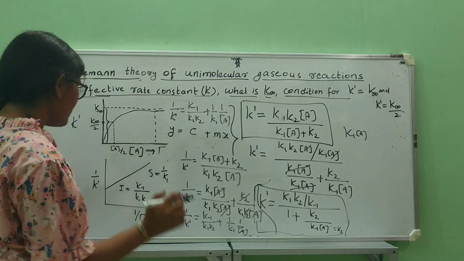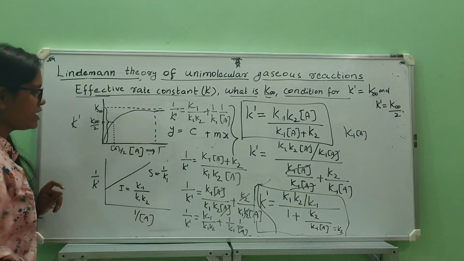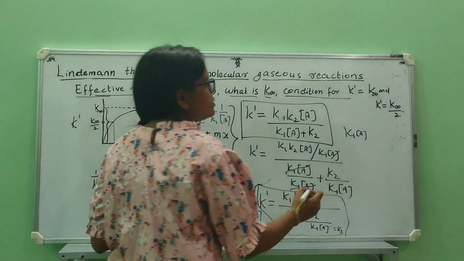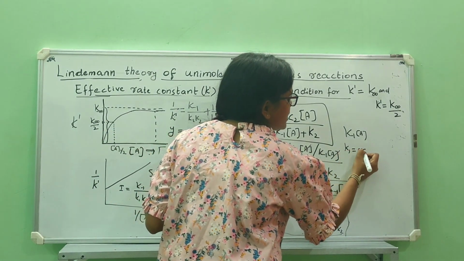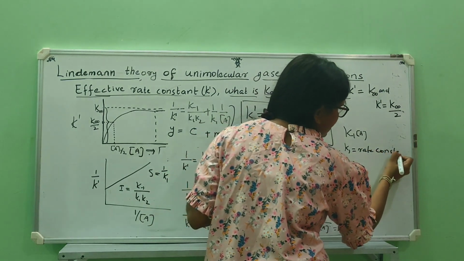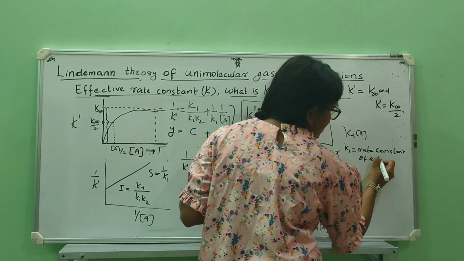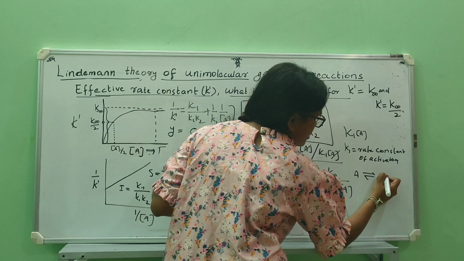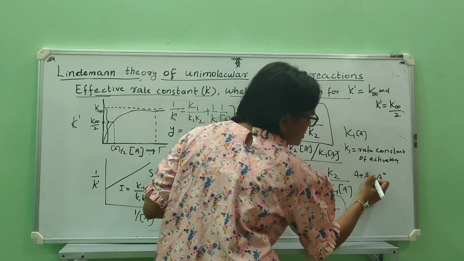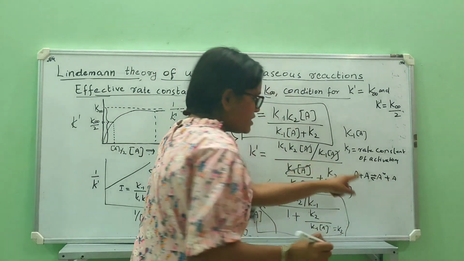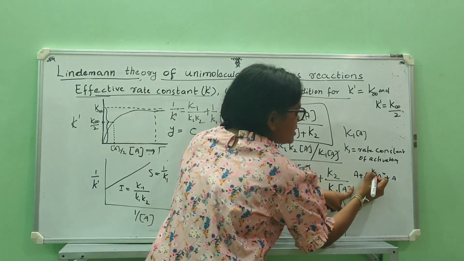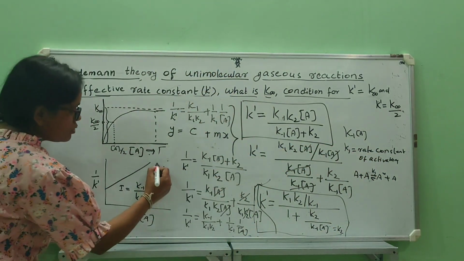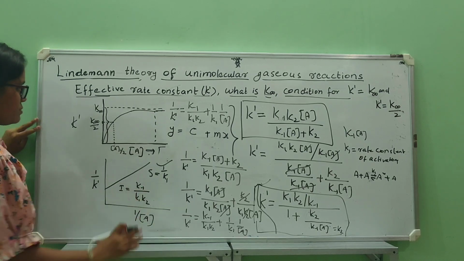So in the examination, they might give you the graph between 1 by k dash and 1 by a and ask you to find out the rate constant of activation step. I already told you that K1 is called rate constant of activation step, because it is the rate constant of this step in the mechanism. A plus A, so this is the activation step. So the rate constant of this step is K1. So from the slope, you can find the rate constant of activation step.